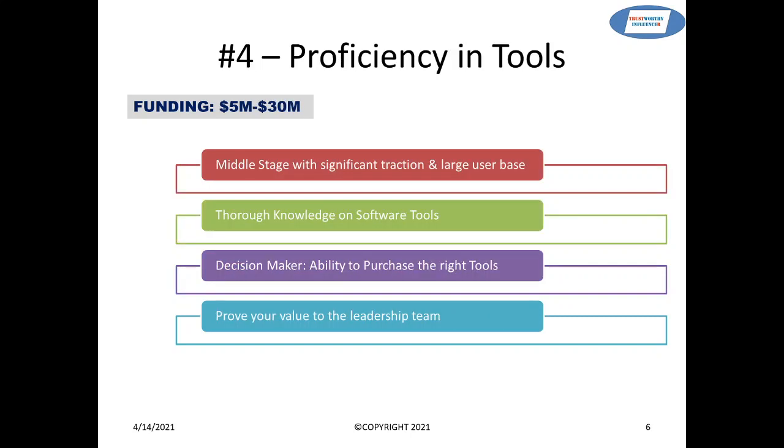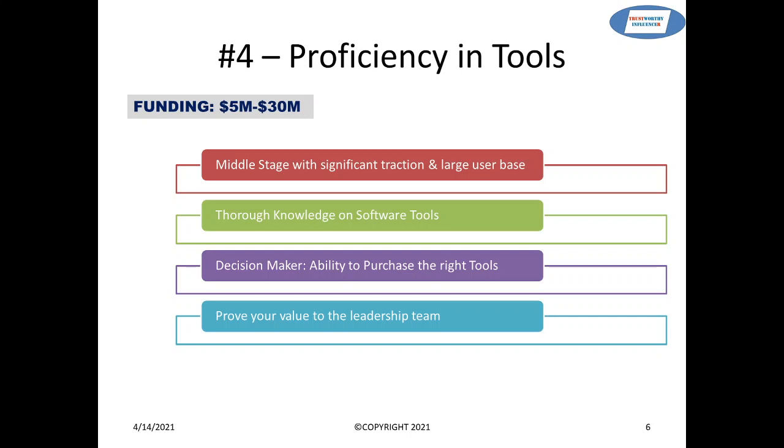The fourth are those companies which are in the middle stage with significant traction, with large user base who possibly have got over 5 million to about $30 million of funding. So they are looking at your knowledge on software tools. How much do you understand the software tool, analytics tool spectrum in the industry? The best softwares, the category 1, category 2, category 3 are the worst software.